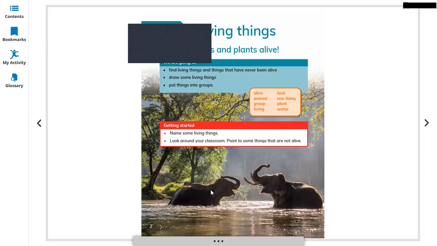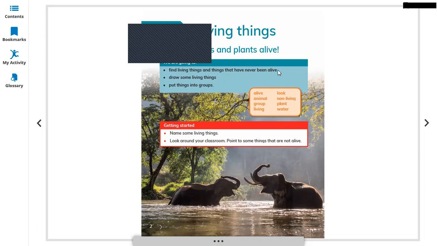You can also find things that were never alive. Never been alive means those things that, from the start or when they were created, were not living, like rocks, sand, clouds. They are non-living things. Find living things and things that have never been alive.